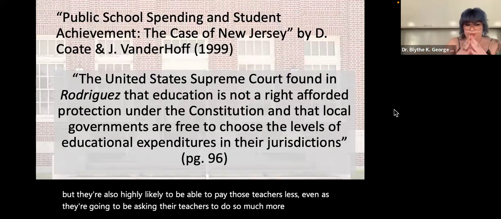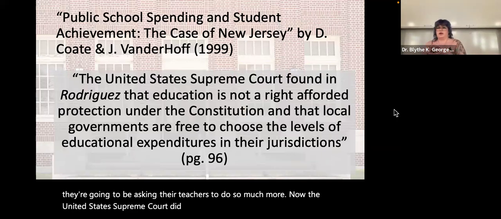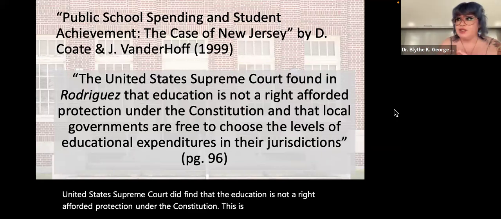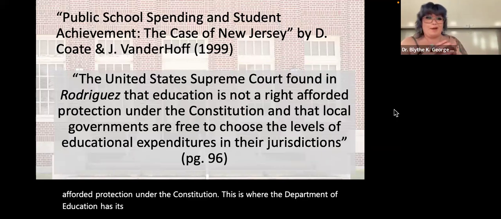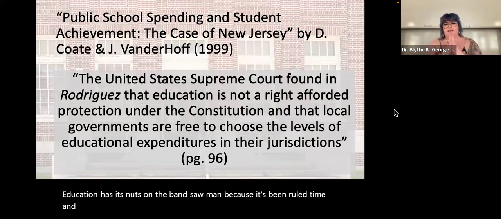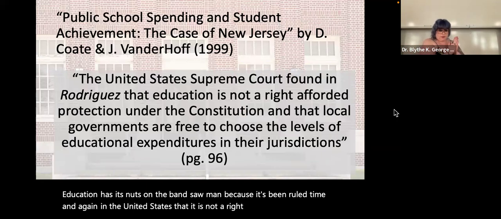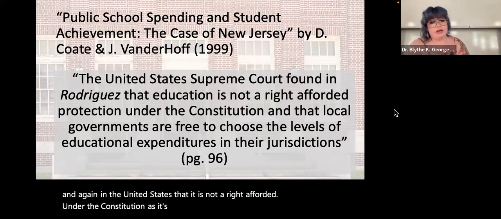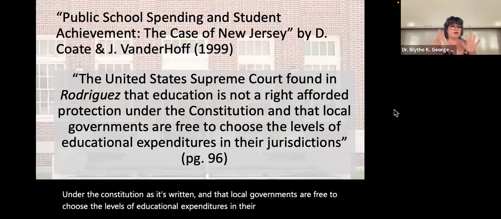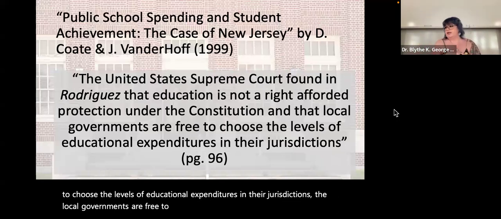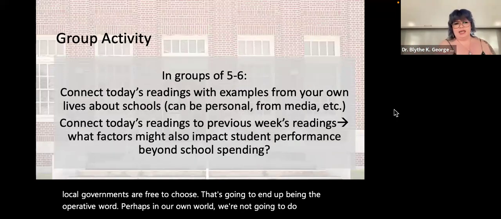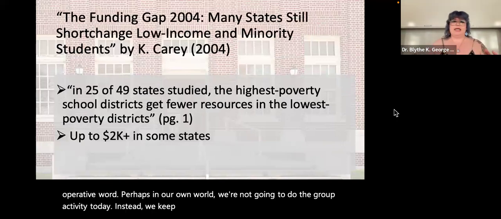Now, the United States Supreme Court did find that education is not a right afforded protection under the Constitution. This is where the Department of Education has its nuts on the bandsaw, man, because it's been ruled time and again in the United States that it is not a right afforded protection under the Constitution as it's written, and that local governments are free to choose the levels of educational expenditures in their jurisdictions. That local governments are free to choose, that's going to end up being the operative word perhaps in our own worlds. We're not going to do the group activity today. Instead, we're going to keep talking.